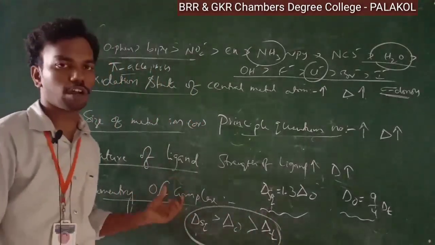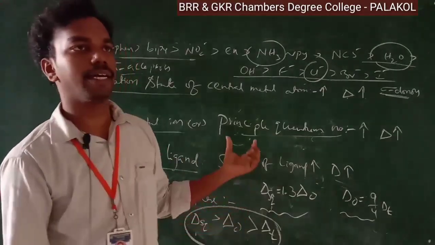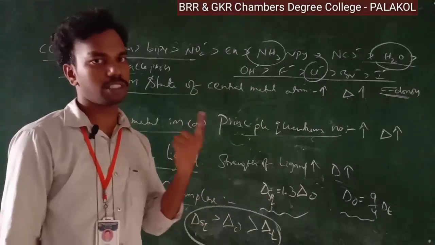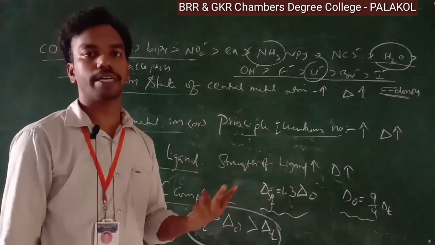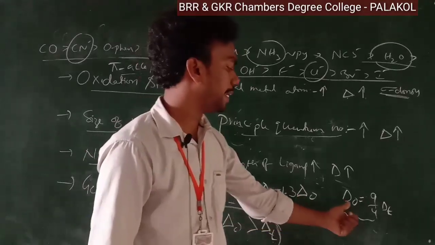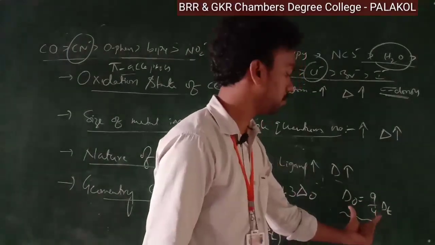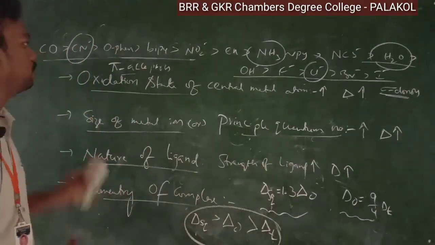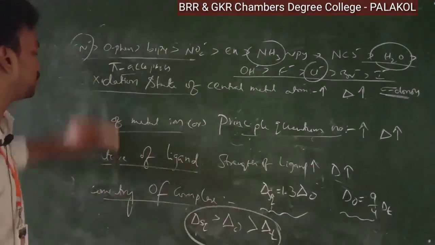So that is the fourth factor. If you have a square planar complex, a tetrahedral complex and an octahedral complex, which has higher CFSE? First square planar, and then octahedral. There is a relation here: for square planar, delta S is equal to 1.3 delta O, and delta O is equal to 9 by 4 delta T. These are the factors which affect crystal field stabilization energy.